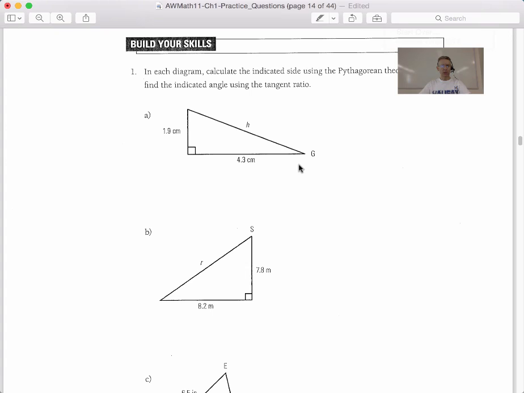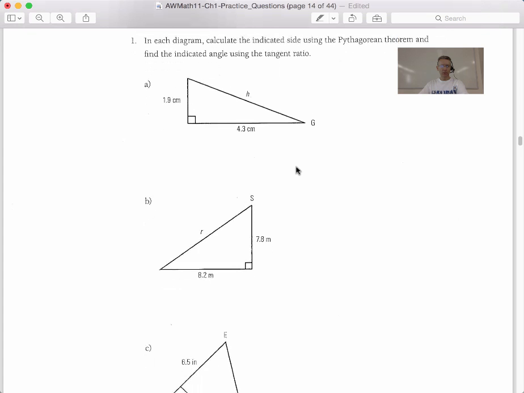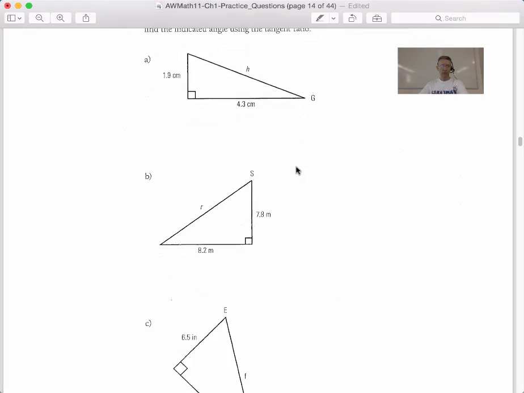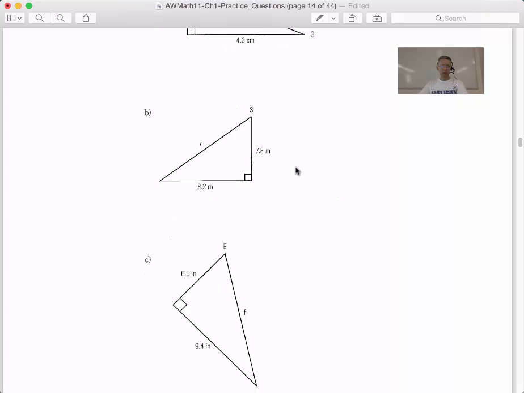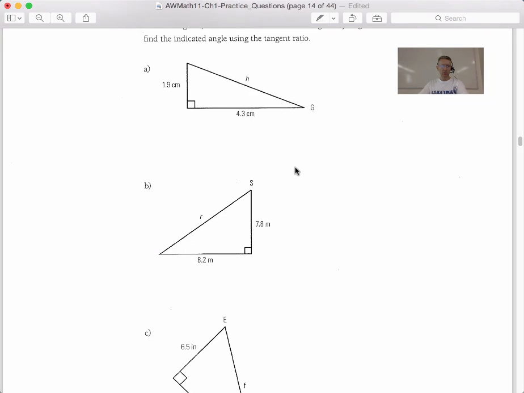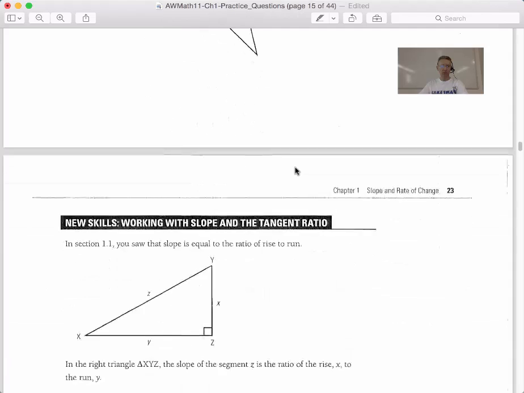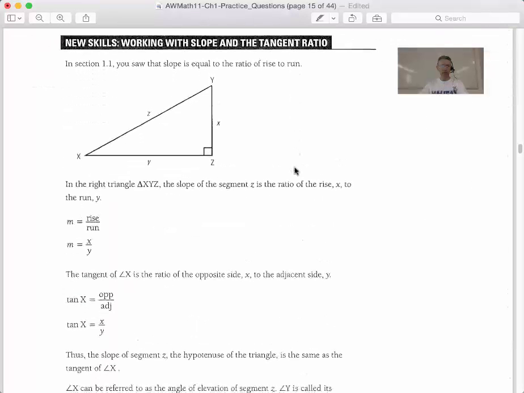So on the next page, I'd like you to try these build your skills questions at home while you're watching this video. You can get out a pen and paper and try these, or just do it right in your workbook, and practice maybe one or perhaps two of these, just so you know you've got the hang of it. And then we'll carry on with the video. You can pause the video anytime you like.